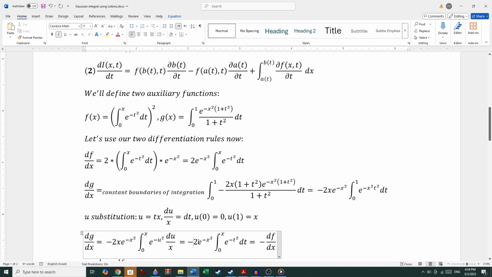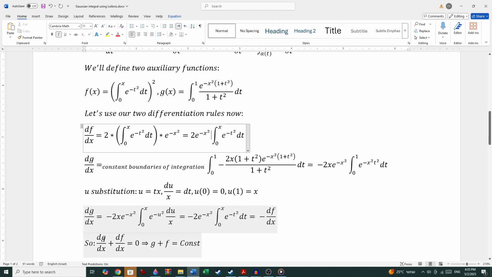So this is minus 2 e to the minus x squared, integral from 0 to x, e to the minus t squared dt, and what a massive coincidence, this is exactly minus df to dx, like I promised you. So dg to dx plus df to dx is 0, which implies that g plus f is a constant.